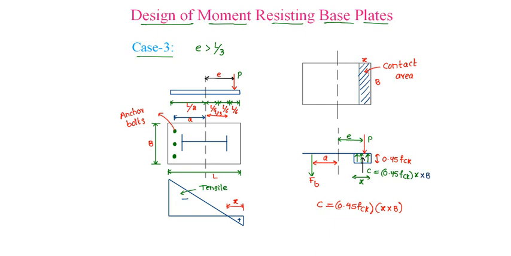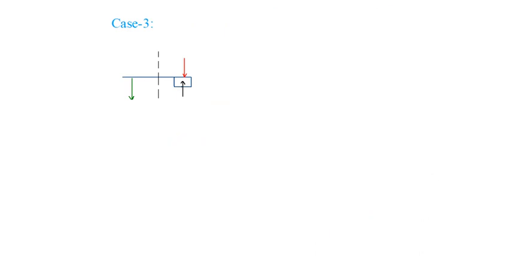Separately taking the approximate distribution, this is the load P, this is the force in the bolt acting at a distance of A, P is acting at an eccentricity of E, this is the compression force, this distance is X, and this ordinate is 0.45 FCK. Now balancing the forces, P plus the force in the bolt should be equal to the compressive force. From this, P plus FB will be equal to 0.45 FCK into the contact area, B into X.